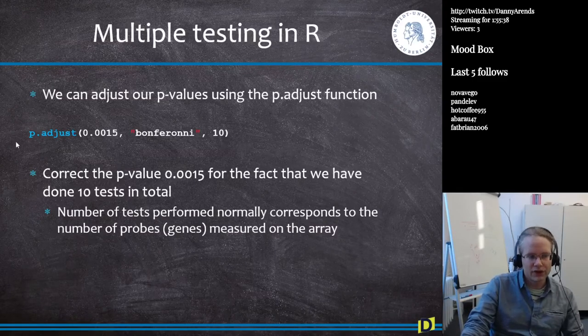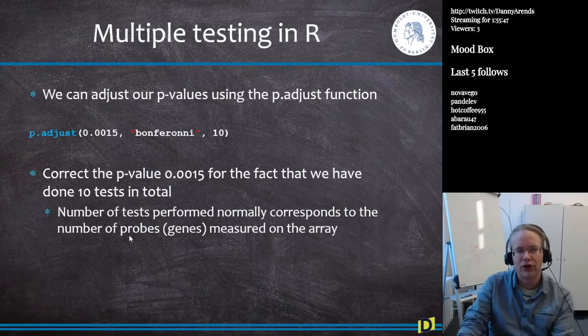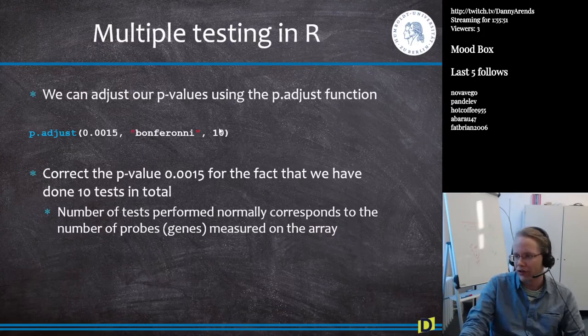So what this statement does, it says correct the p-value for the fact that we have done 10 tests in total. Right, and the number of tests performed normally corresponds to the number of probes or the number of genes that you have measured on your array. So this third number will generally be in the order of like 10,000, 20,000, or even 100,000, depending on which microarray you're using.